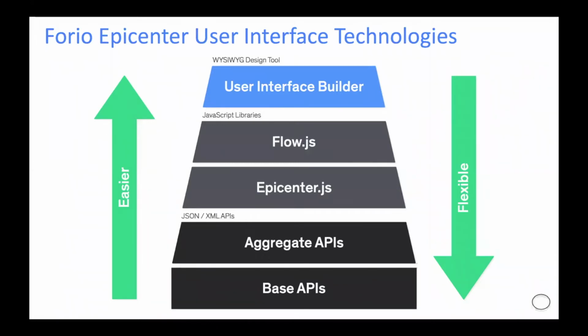And then, in addition to those libraries, there are other things like the aggregate APIs and base APIs. Sometimes people use those for creating, say, native smartphone applications using Forio Epicenter. To work with the top layer here, you don't need any HTML experience or any knowledge of HTML. To use Flow.js, you need a little bit of HTML experience, and for Epicenter.js, you need HTML and JavaScript and things like that to do it.